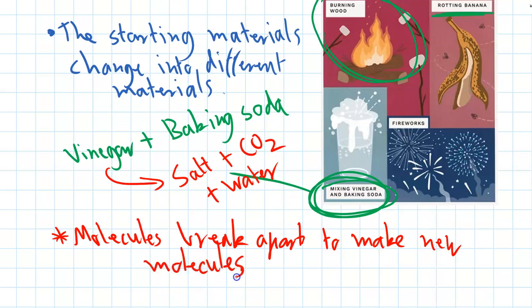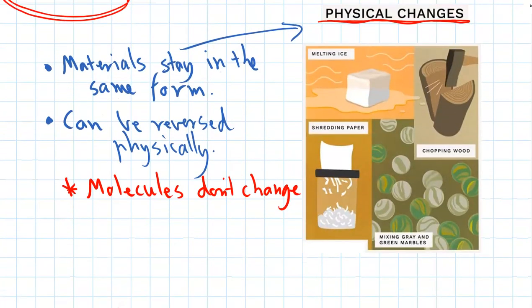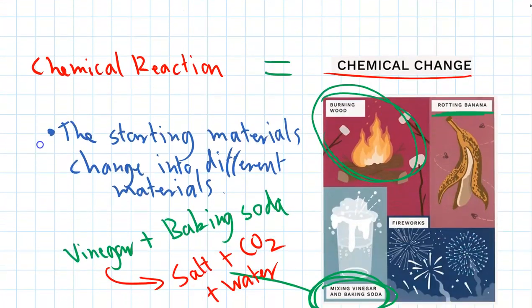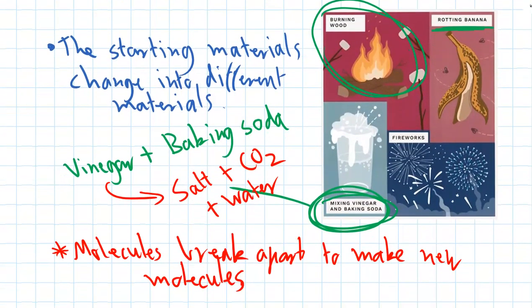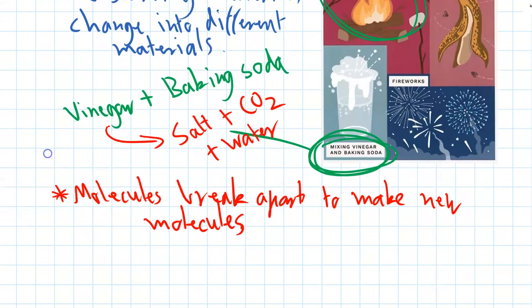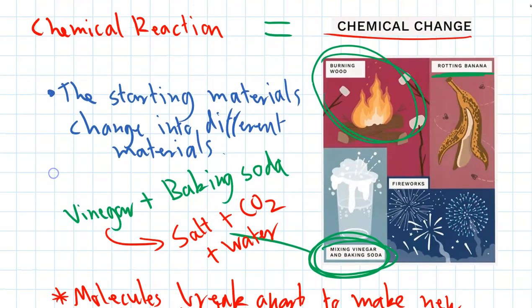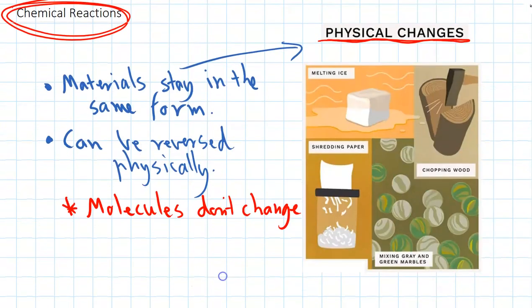Alright. So unlike physical changes, which can be easily reversed physically, you can't reverse a chemical reaction just by changing it physically. You have to do another chemical reaction to be able to reverse it, and even then it's not always easy to do. So that's the difference between chemical reactions, chemical change, and physical changes.